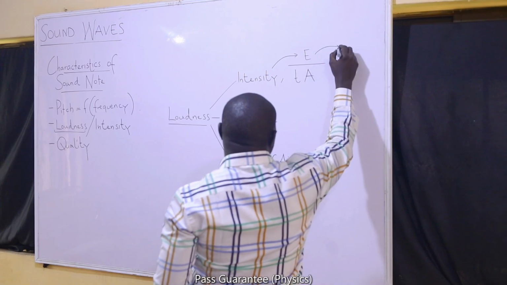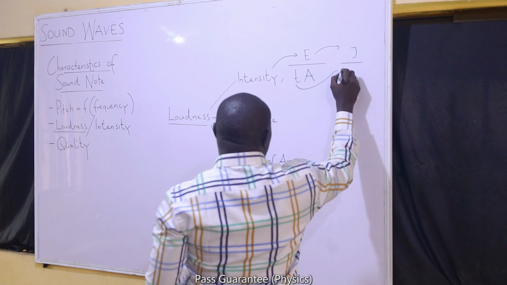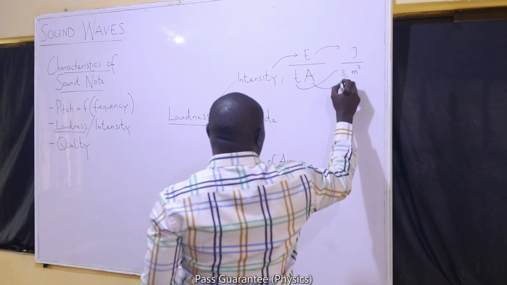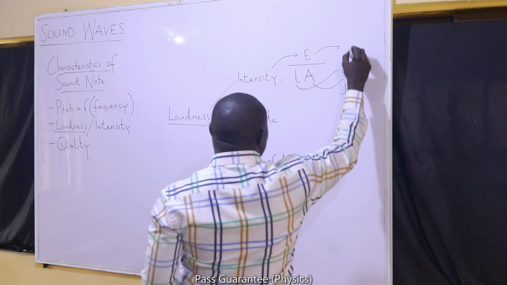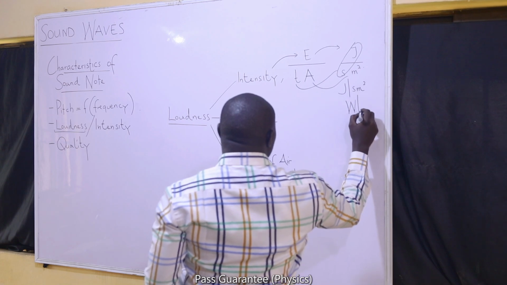I expect you to know that the unit of energy is joules, the unit of time is seconds, while the unit of area is meters squared. If you do all of that, you have the unit as joules per second per meter squared. And if you already know that joules per second is watt, this can also be put in watts per meter squared.